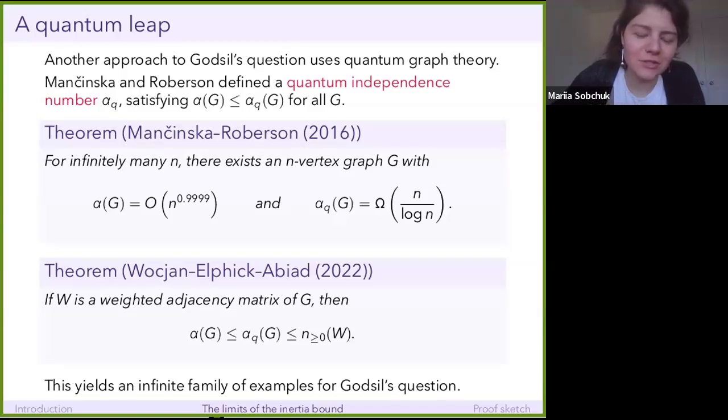And then originally, the graph that is the first one, I think, that is known to have separation between the independence and quantum independence number, the smallest one at least, was also used to study the zero error quantum channel capacity.